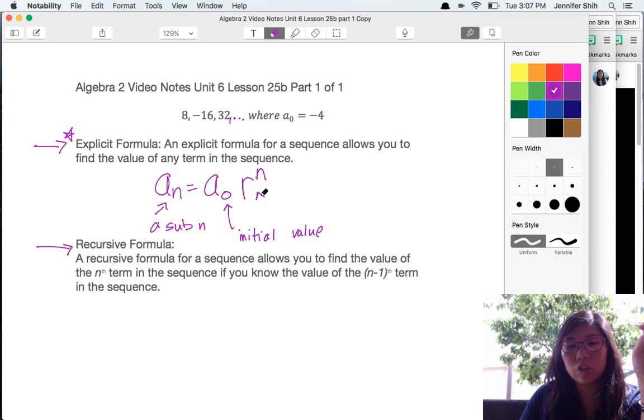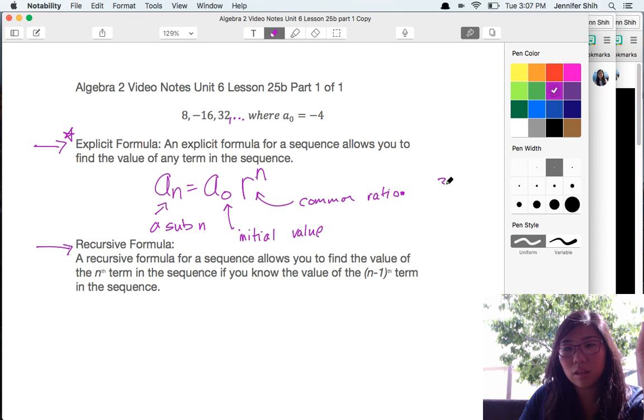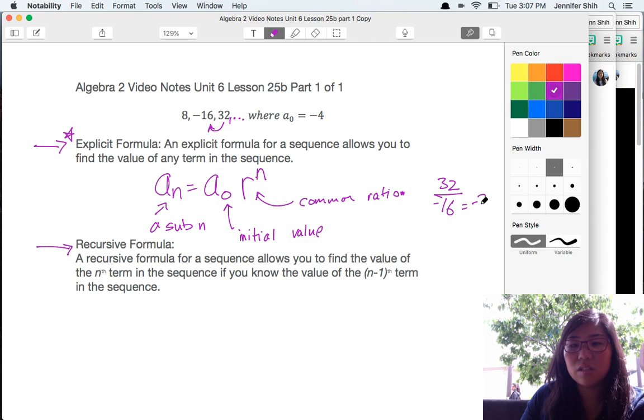R is your ratio, your common ratio. And to find that, you just take any number and you divide it by the previous number. Instead of subtracting like you would do with an arithmetic sequence, you're going to divide, because that is the operation we use for geometric sequences. We multiply and we divide. So in this case, our common ratio is 2. This is our common ratio.